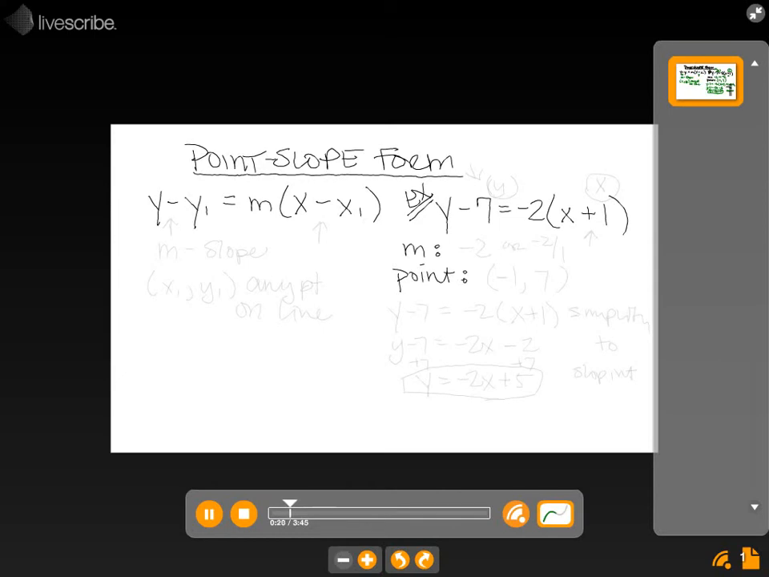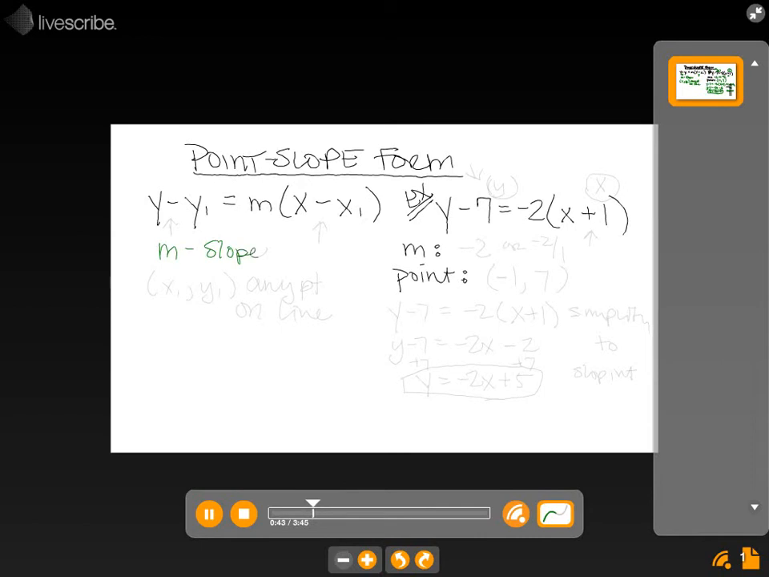The one we're more familiar with is slope-intercept, which is y equals mx plus b. Point-slope is a little different. I actually think it's easier, especially when you're graphing and writing equations, because it requires less work. The actual equation is y minus y1 equals m times the quantity x minus x1.